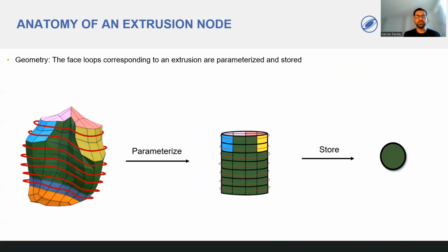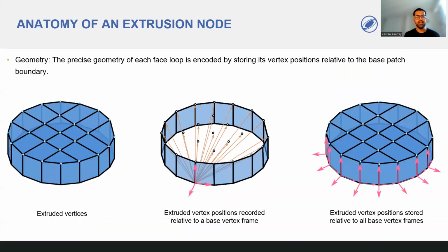Extrusion nodes further store the geometric information required to build the actual extrusions. At the heart of our geometric representation is a parameterized representation of the face loops in an extrusion. The parameterization is what allows us to recreate the extrusions from arbitrary base face sets. The geometry of a single face loop is encoded using an overcomplete representation of the extruded vertex positions relative to the coordinate frame of each vertex in the base face set.